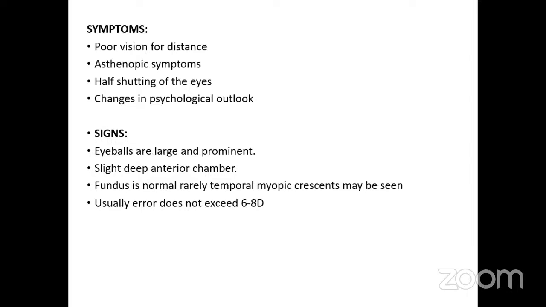Then symptoms: poor vision for distance, astigmatic symptoms, half shutting of the eyes, changes in the physiological outlook, means these children concentrate more on their studies and on indoor activities. Then signs: eyeballs are large and prominent, slightly deep anterior chamber, fundus is normal and rarely temporal myopic lesions can be seen. And this error does not exceed 6 to 8 diopters.